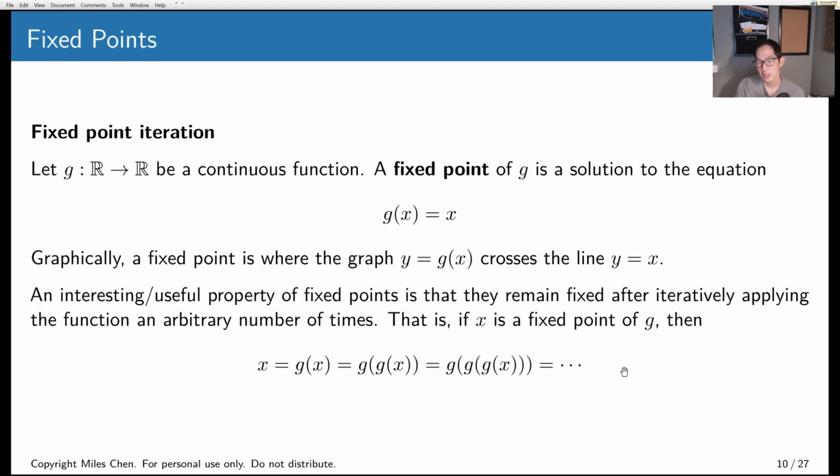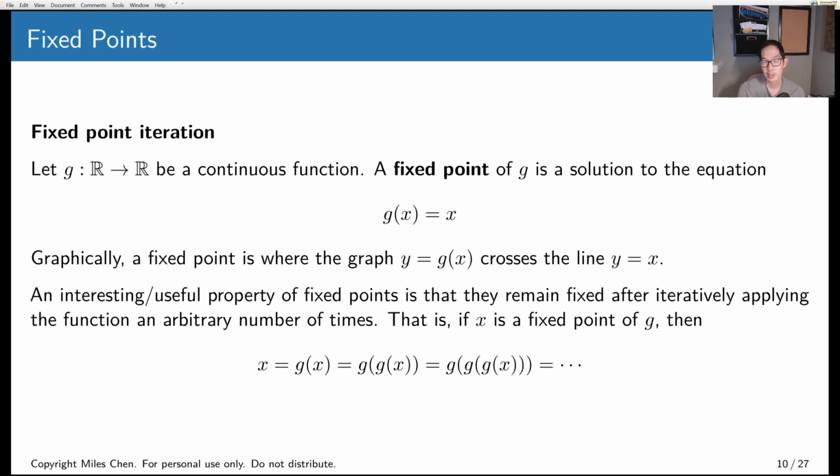Okay, so let's talk about fixed point iteration. So in fixed point iteration, we have some function g, and the fixed points are where g of x is equal to x. So this is different from a root, okay?